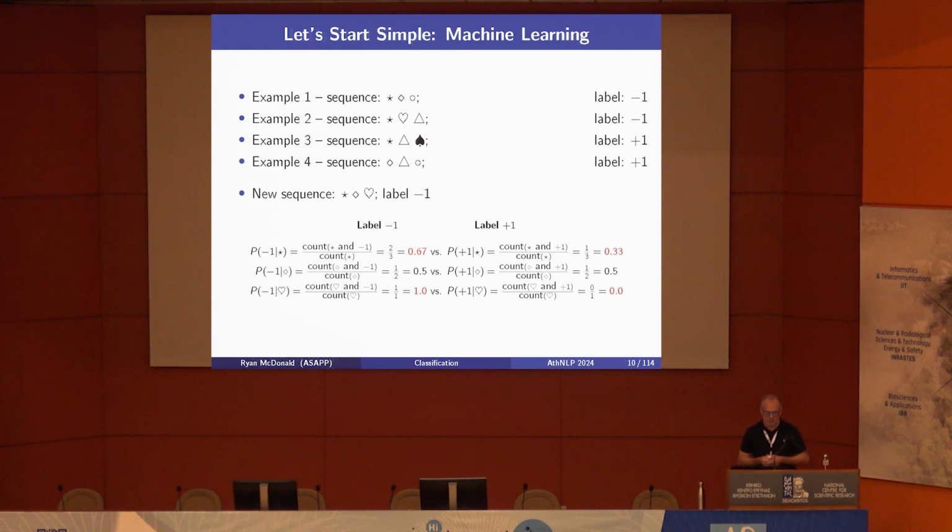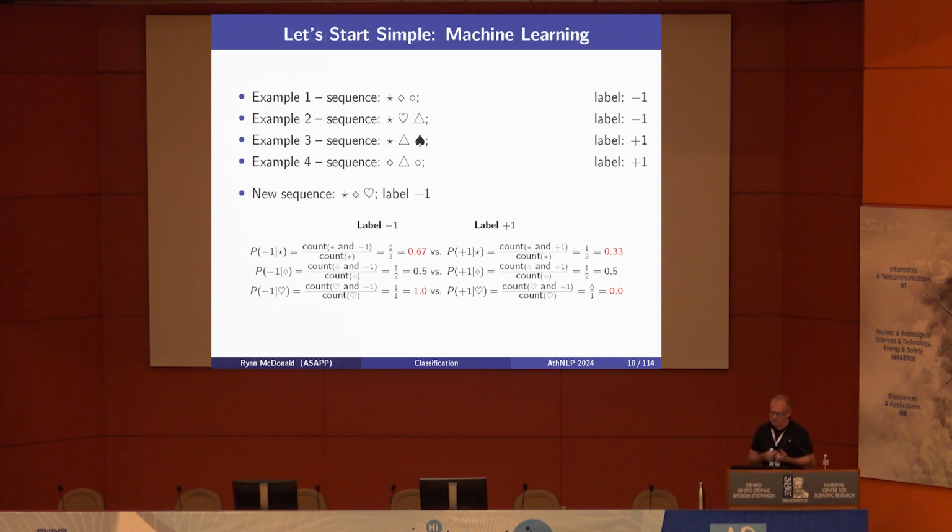So I'm going to take a modeling assumption here that the probability of a label, -1 or +1, can be decomposed by the symbols that occur in that sequence. And this is what we often call a bag of words assumption, that the order of the words or where they occur relative to other words or tokens doesn't really matter. So the probability of -1 given star, we just count, and we say, well, it's 67% because 3 of the times I saw a star, 2 of them were in the -1 label, but +1 and star is 0.33.